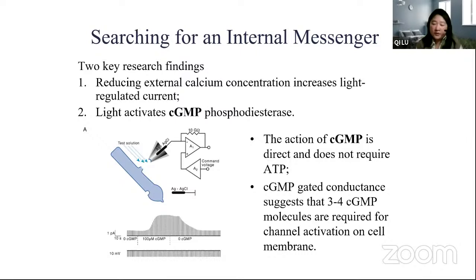So in the history of the science, there are two key research findings. The first one is that reduced external calcium concentration increases the light-regulated current. And the second one is that the downstream of the G protein, the transducin, is the cyclic GMP phosphodiesterase, the PDE6. So the light will activate a G protein, and downstream the G protein will activate the PDE, and the PDE will hydrolyze the cyclic GMP and reduce the intracellular cyclic GMP level.